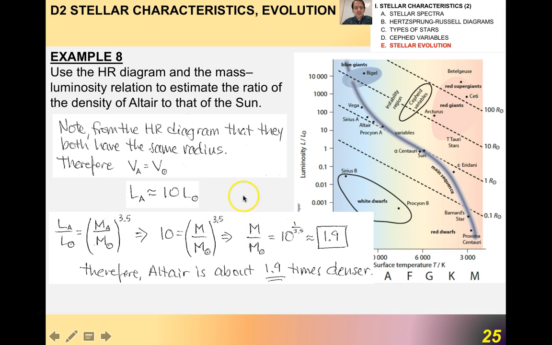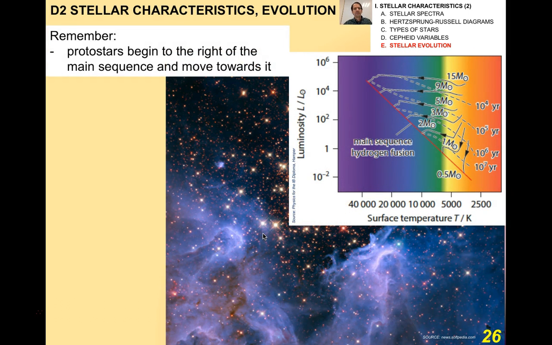And then, if you're asked to find the density, all you have to do is find the ratio of the masses, and the ratio of the masses is about 1.9. So that means that because they have about the same volume, Altair is about 1.9 times denser than our star. Pretty cool, huh?